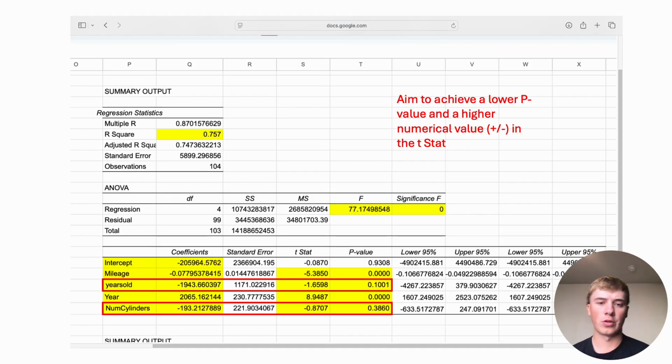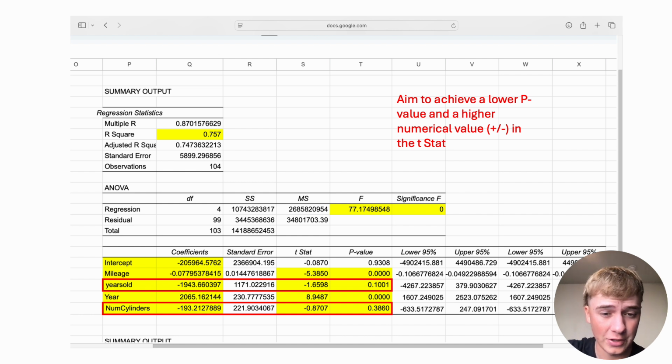For the regression model, I chose price as the dependent variable, and then I chose 4 independents: mileage, years old, year, and number of cylinders. When doing the regression model, we aim to achieve a lower p-value and a higher numerical value, whether positive or negative, in the t-statistic value. We're also trying to achieve a slightly higher r-square value.